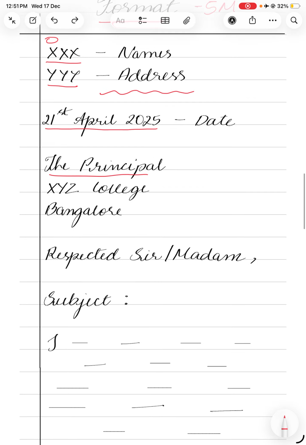So the first thing is, when you're writing to whomever that you're writing for, make sure that you write the article the. The is mandatory here.